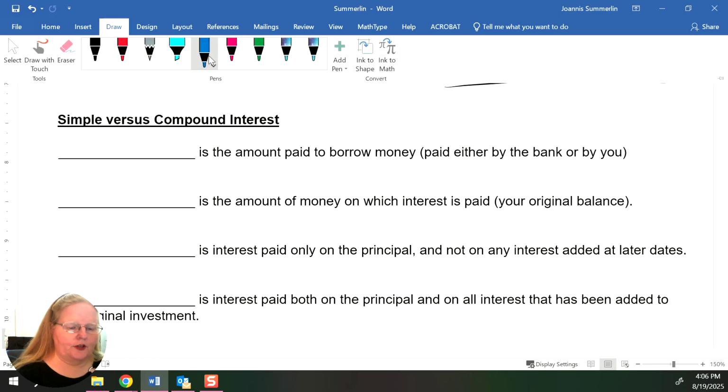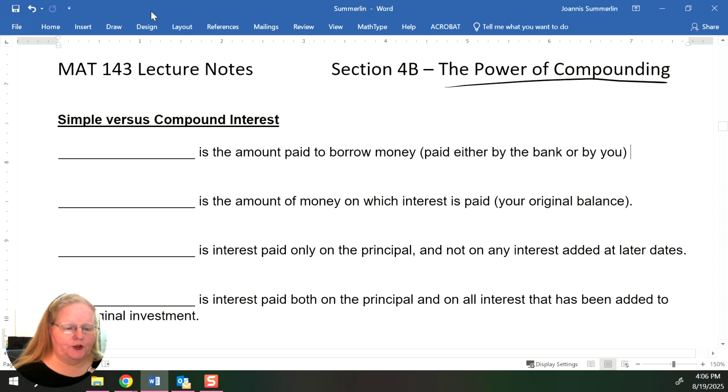Let's get a better color. We'll start out with blue. So simple versus compound interest. Back in the old days, and I do mean like really old days, they used simple interest a lot. And so we still talk about simple interest so that we can introduce the idea of interest to you. It's easy to understand better. And then we need to talk about a principal. Principal is the amount of money that you put in when you first start an investment.